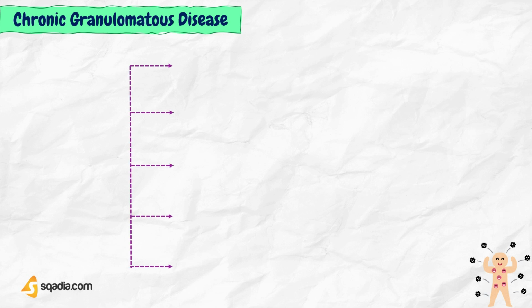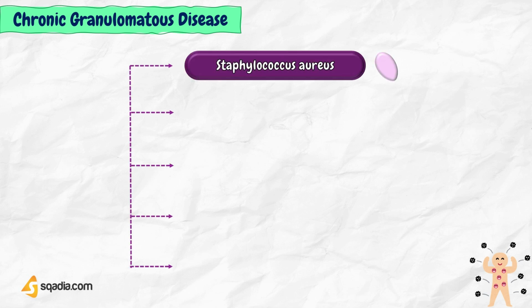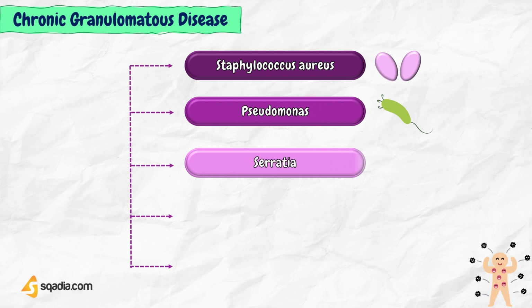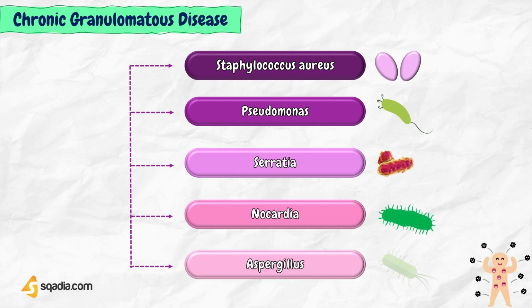Five organisms cause almost all of CGD infections. These are Staphylococcus aureus, Pseudomonas, Serratia, Nocardia, and Aspergillus. And this concludes our videos on immune deficiency syndromes.